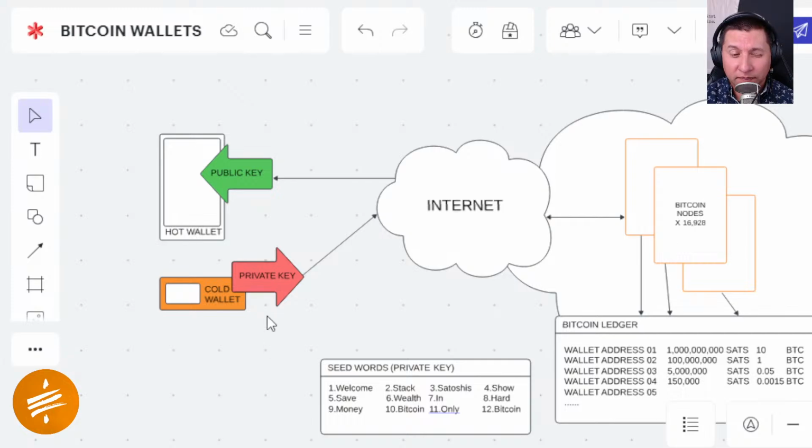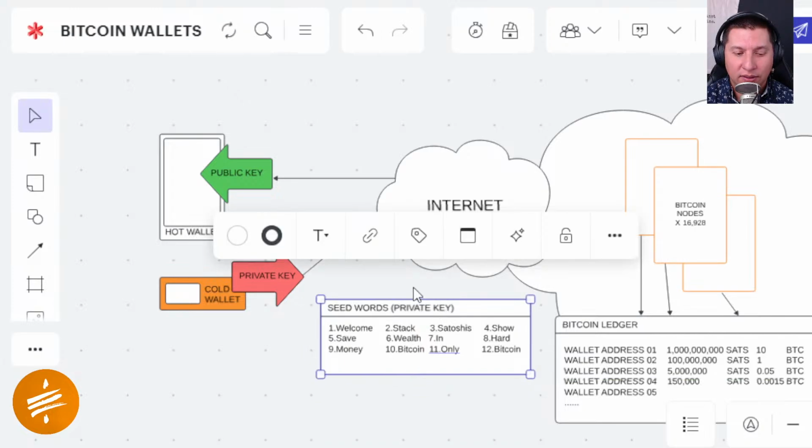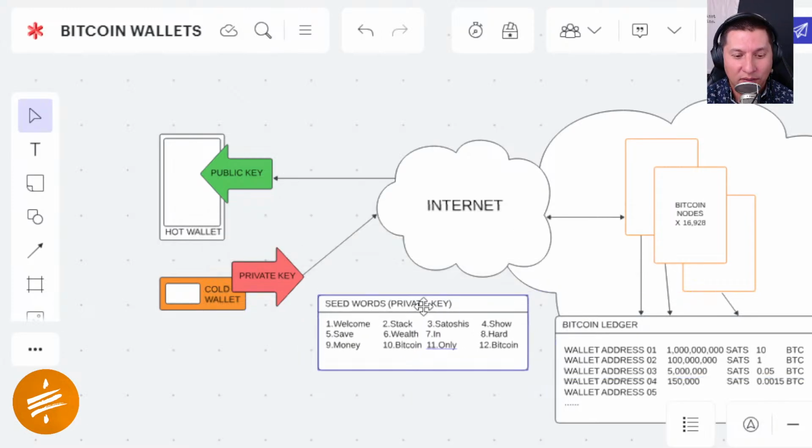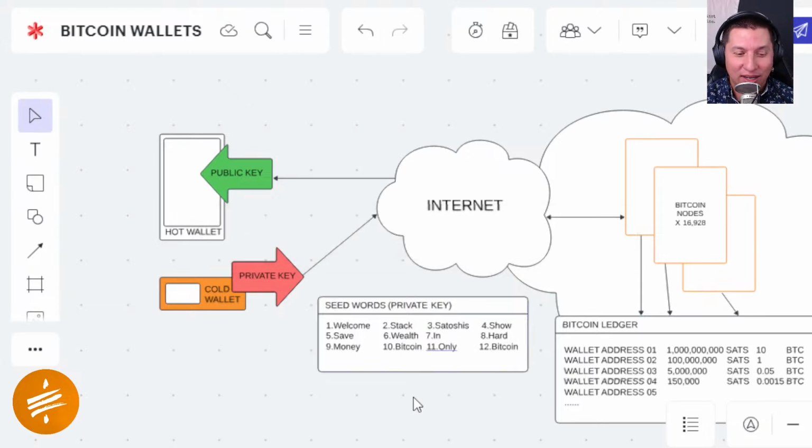But either way, whether you do a hot wallet or a cold wallet, when you set up your account, you're gonna get the option to choose a 12-word seed phrase or a 24-word seed phrase. I would recommend a 24-word seed phrase. I just got lazy typing it all out, but a 24-word seed phrase is safer.